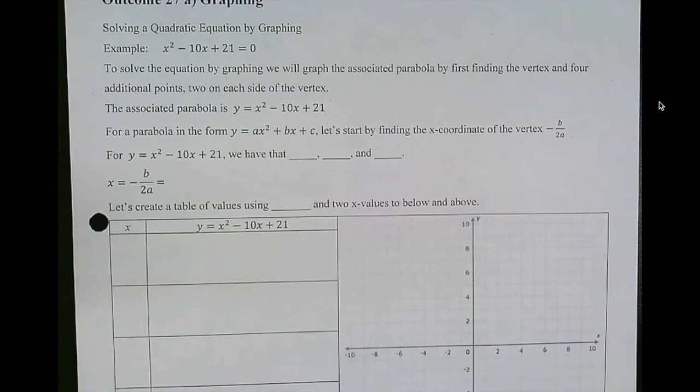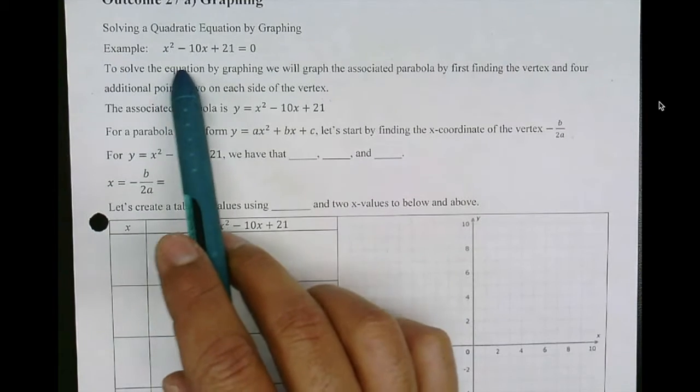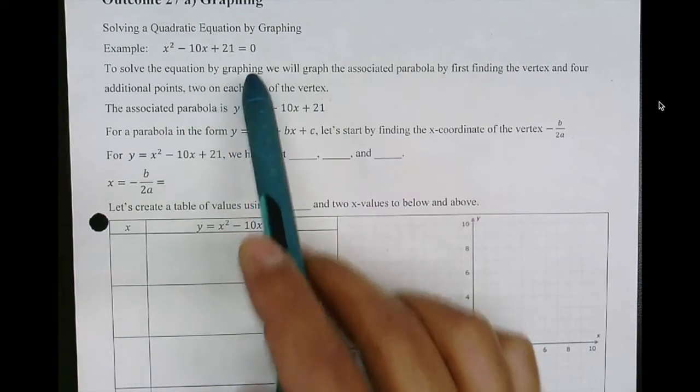In Outcome 27, you will learn how to solve quadratic equations. The first method of solving we will learn is graphing. Let's start with the example, x squared minus 10x plus 21 equals 0.